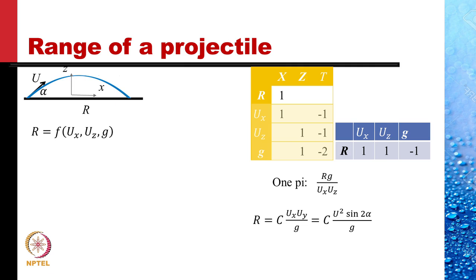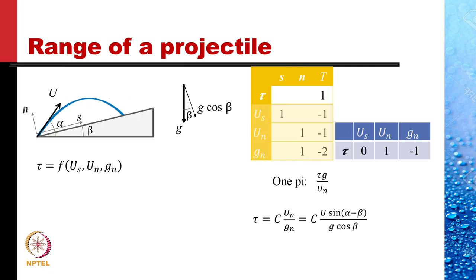For ux, we write u cosine alpha, and for uz, we write u sine alpha, so that the range can be written as a constant times u square sine 2 alpha divided by g. Only one experiment would be required to establish the value of c. We can go a little fancier.